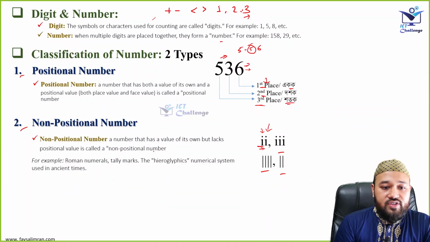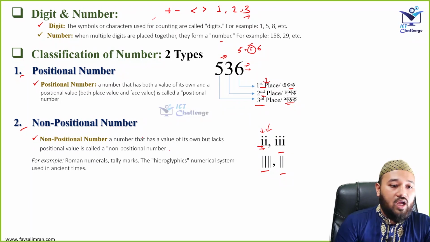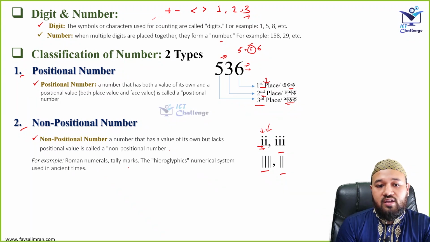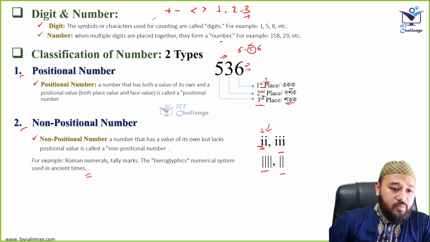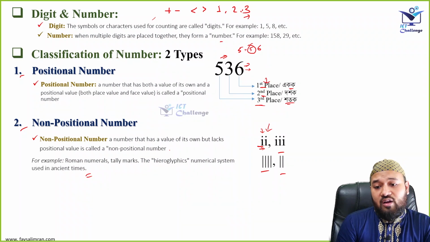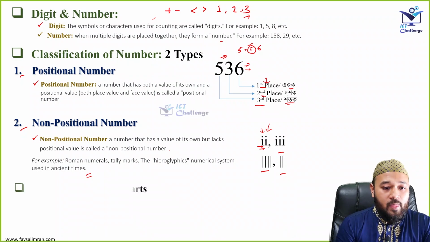So in this case the digit does not have a positional value or place value. Okay, so the definition is a number that has a value of its own but lacks positional value. That is called a non-positional number. Okay, have you any problem? No, sir. Okay, for example, Roman numerals, tally marks and the hieroglyphic numerical system used in ancient times. In the beginning of civilization, people were very conscious about counting and they used many kinds of systems at that time, but in the digital time we have lots of choices for counting. Then it changed over time.